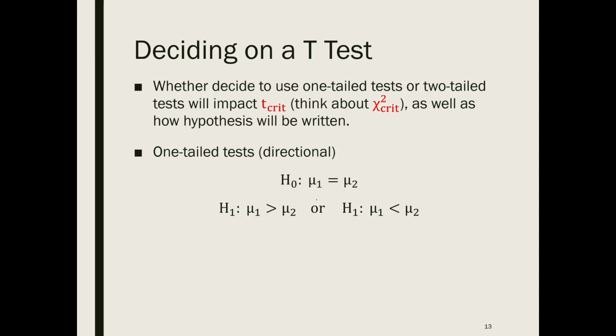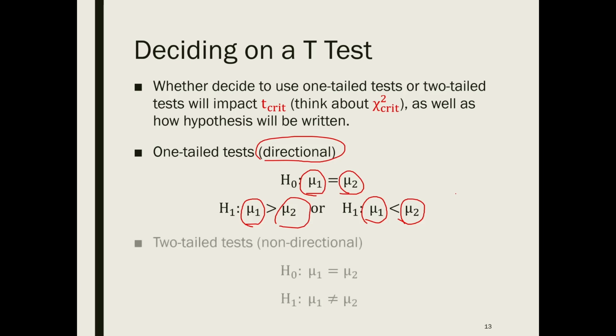Okay, so mu one, the mean of population one, equals the mean of population two. The alternative hypothesis, since it is directional, assumes some direction. For example, the population mean mu one is larger than mu two, or on the opposite side, mu one is less than mu two. That's a directional test, right? Larger, smaller, we make a directional guess.